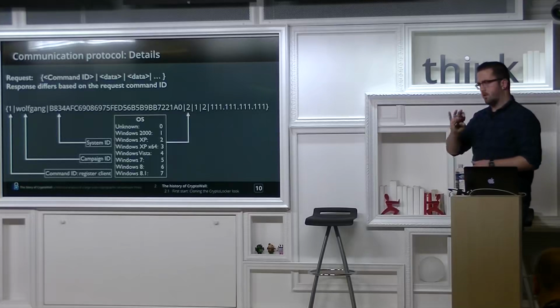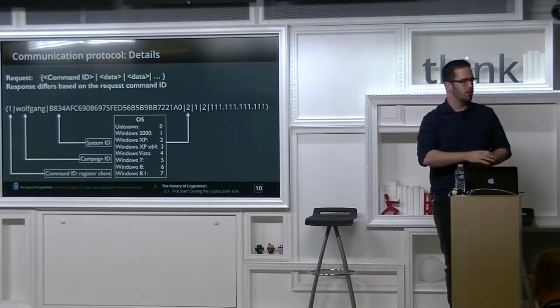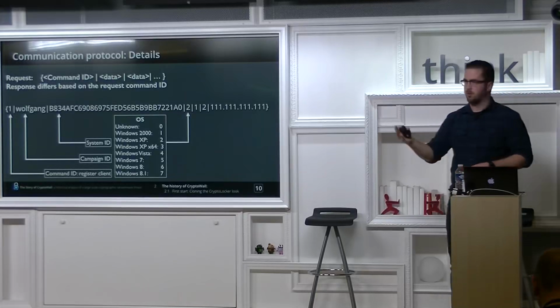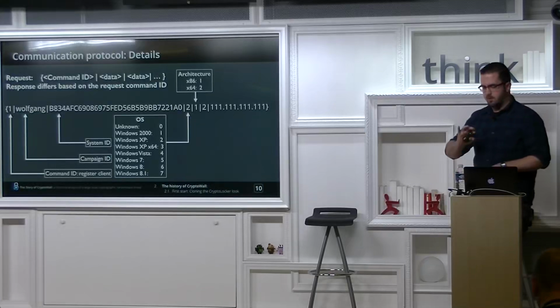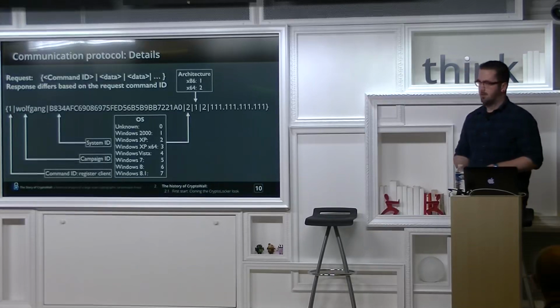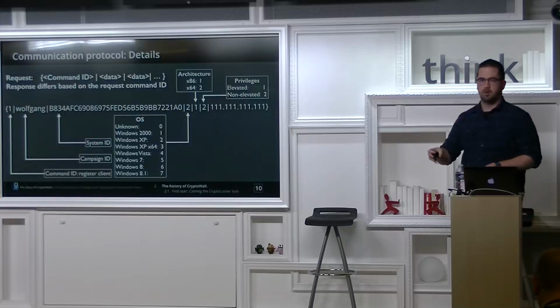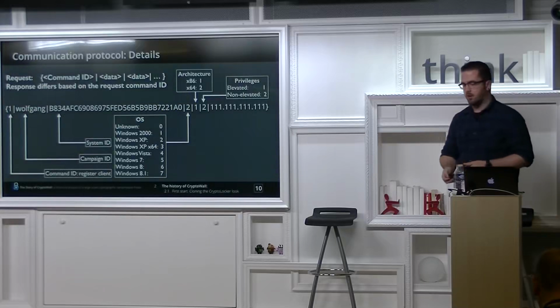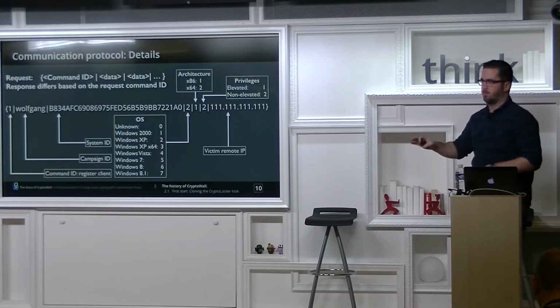After that, there's a number which is basically an index on a table, so that it would know which kind of system you were running, if you're Windows 7, Windows XP, Windows 8, just for identification. After that, they did some stuff for their architecture, so it would know if you're running 32-bit or 64-bit. They also wanted to know if it was running elevated, so if it had full privileges on the machine it was running on. And in the beginning, it also needed the remote IP address.